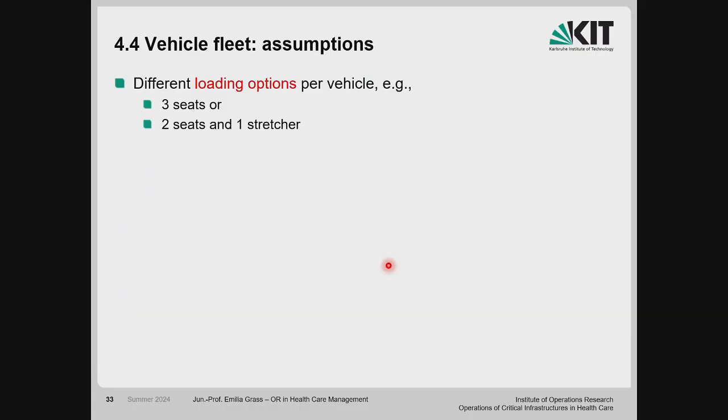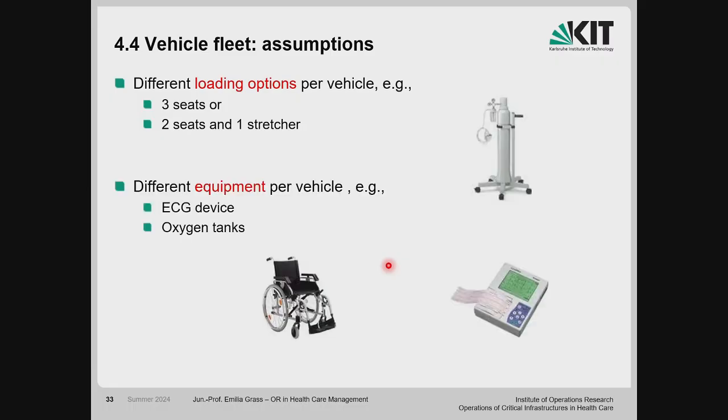And then we have different loading options per vehicle. We talked about it also last time. We could have 3 seats, so we could travel with 3 normal patients, or we could have 2 seats and a stretcher, or 2 wheelchairs without stretcher. So often these vehicles are pretty flexible, to some extent at least. And they need some kind of different equipment, ECG devices, oxygen tanks, masks, and so on, especially for the intensive care unit patients.